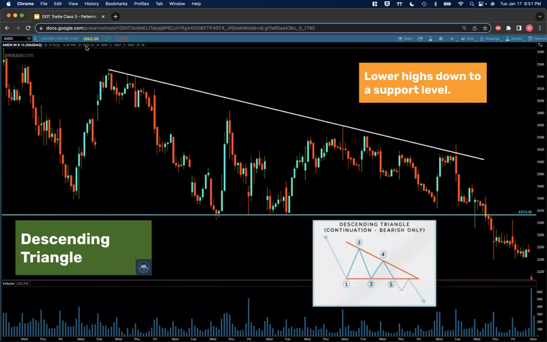This is when Amazon was pre-split at 3K. But I mean, perfect descending triangle break. You can see how it breaks down, retests the very next candle on the hourly, has one first breakdown.